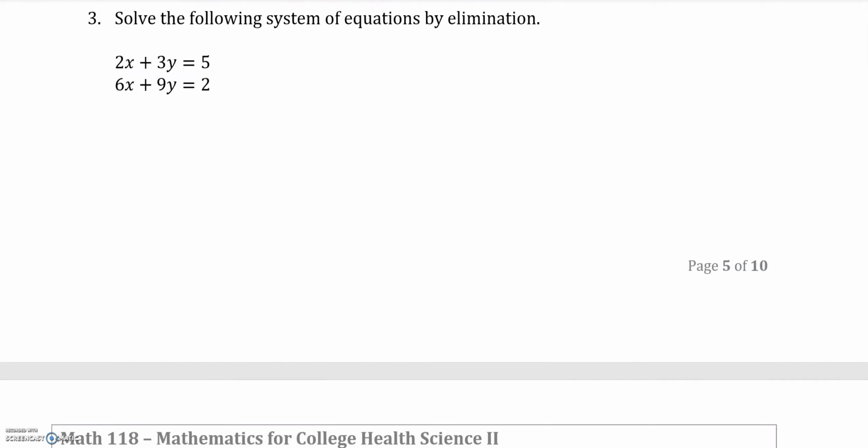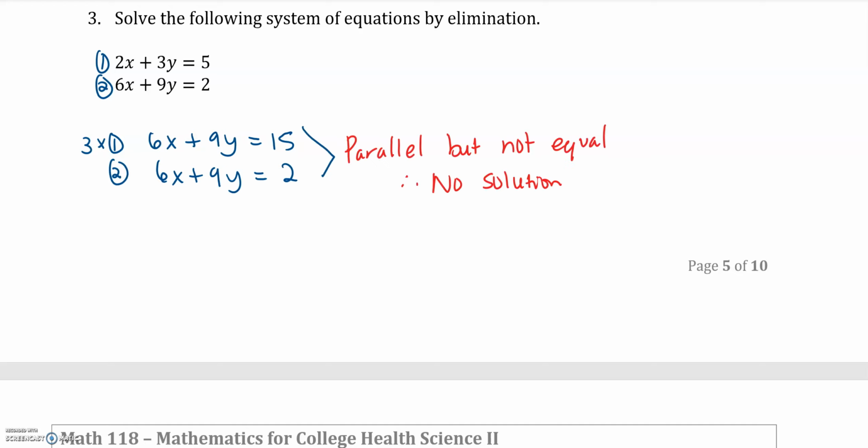In question 3, we want to solve by elimination, labeling our equations as equation 1 and equation 2. We can make the coefficients of x equal to one another if we multiply equation 1 through by 3 and just look at equation 2. After multiplying through both equations, we can see the left-hand sides of both equations are equal, but the right-hand sides are not. Therefore, these lines are parallel but not equal. Therefore, there is no solution.